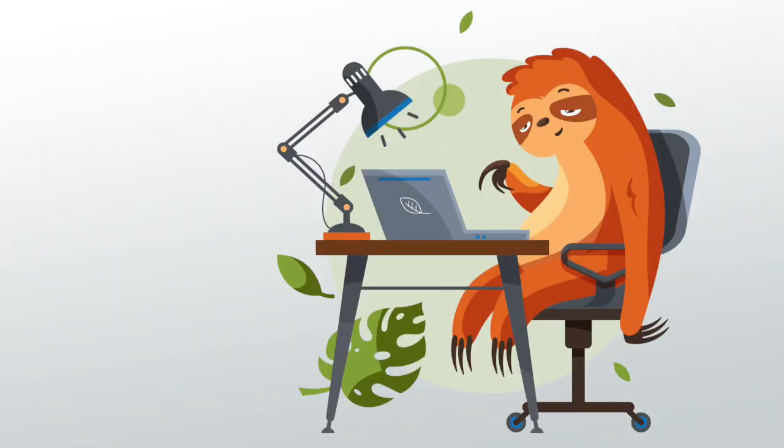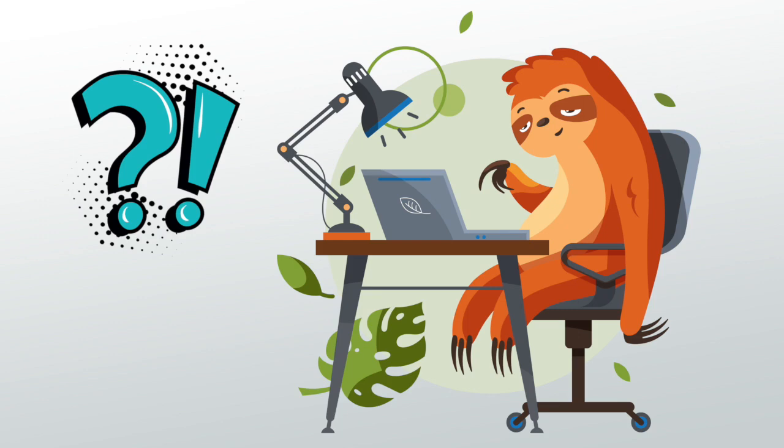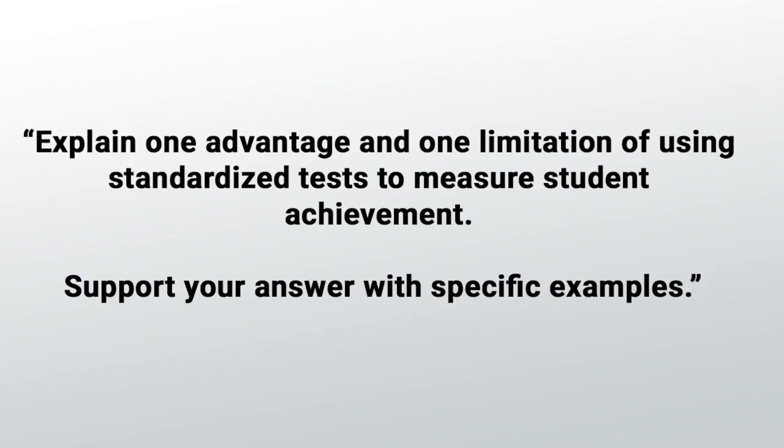The very first step when you face a constructed response question is to slow down and read carefully. These prompts almost always contain multiple parts, and missing one can cost you. Let's look at an example. Explain one advantage and one limitation of using standardized tests to measure student achievement. Support your answer with specific examples.